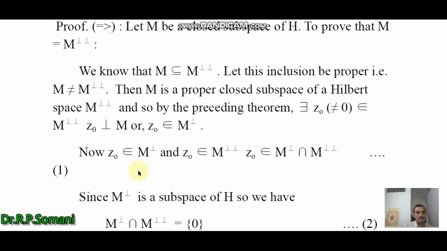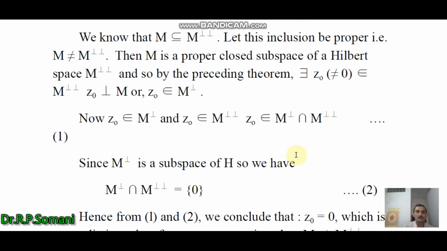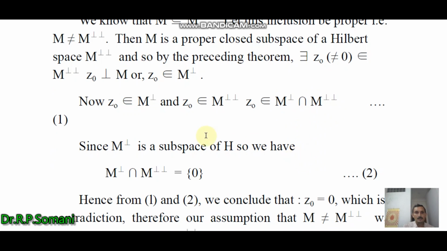Then z0 belongs to M orthogonal and z0 belongs to M double orthogonal. Therefore, z0 belongs to M orthogonal intersection M double orthogonal. This we denote as equation number 1. But since M orthogonal is a subspace of H, we must have M orthogonal intersection M double orthogonal equal to 0.